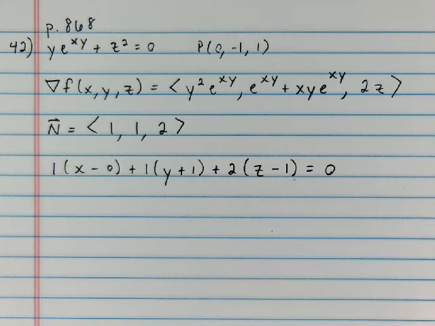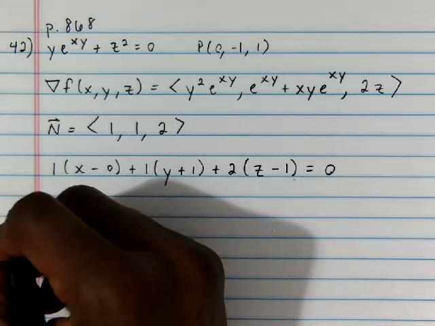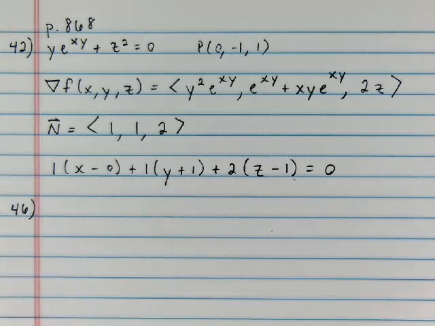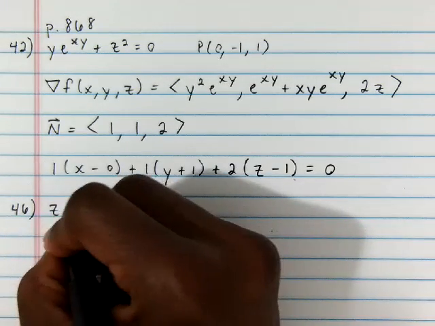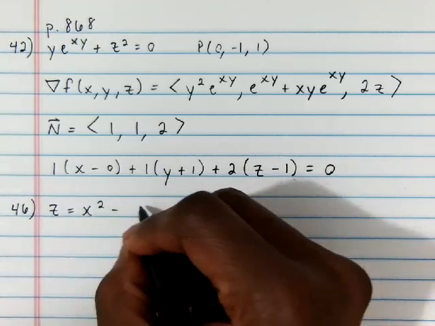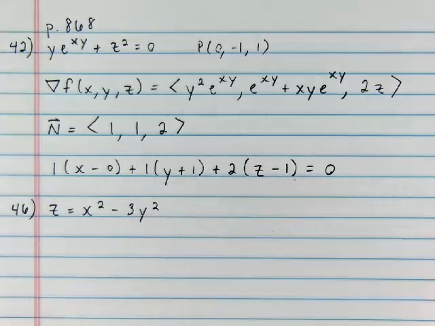All right, so let's look at number 46 next. So number 46 says, find the point on the hyperbolic paraboloid z equals x squared minus 3y squared, at which the tangent plane is parallel to the plane 8x plus 3y minus z equals 4.